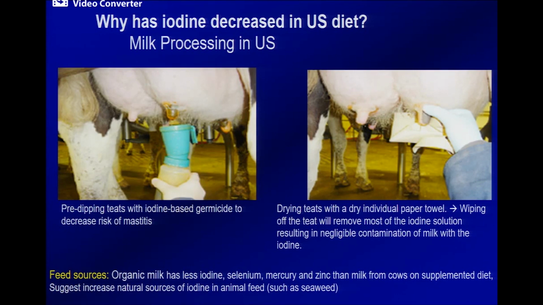But the other place that we get iodine from is usually in commercial bread products, because iodine or bromide, two different similar chemicals with a similar chemical structure in the periodic table, are usually added to improve the leavening of bread. So most processed bread has some iodide or bromide. So these are good dietary sources that didn't come naturally in the milk or in the bread. It's something that is added to it. And organic milk has less iodine, selenium, mercury, and zinc than milk from cows on supplemented diet. And so I guess we are also using iodine in some animal feed, especially if we use things like seaweed to feed cows, which happens.